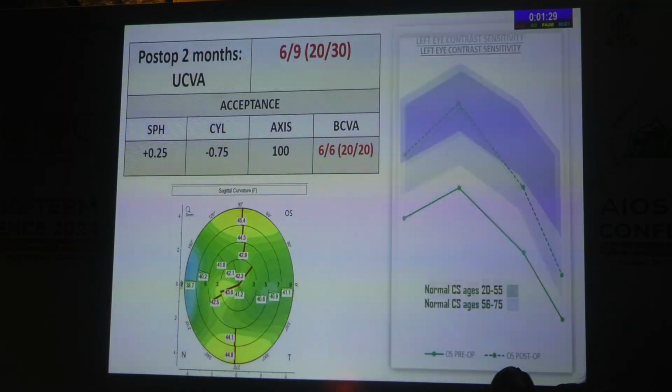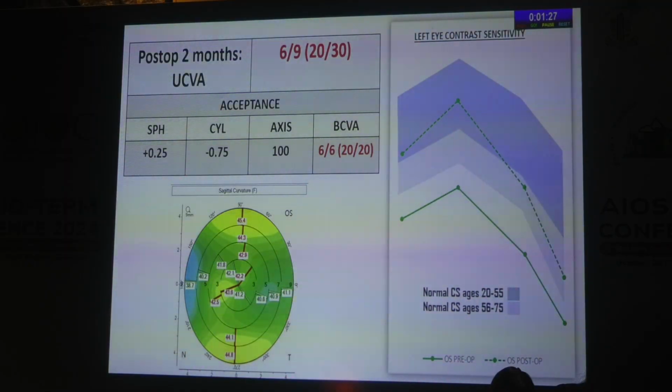And best corrected 6 by 6, and she's improving. Her contrast sensitivity has also now gone up. So these were 2 treatments done over a period of almost 7-8 months post LASIK, where she has improved now. This is another case, a bad case.